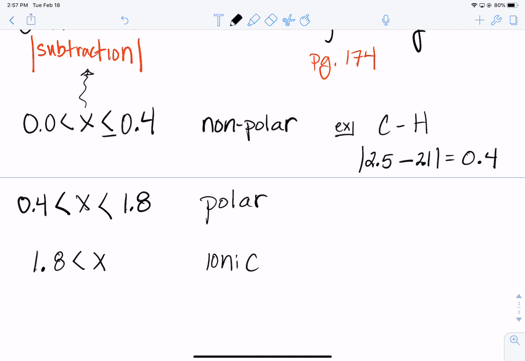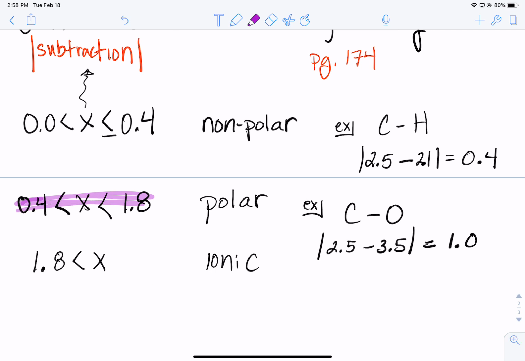So let me give you an example of polar. How about carbon and oxygen? Natalie, what's oxygen? Do you see it on there? You're far away from me. Yell it out for us. Look on your book. What's oxygen's electronegativity? And we already knew carbon was 2.5, so we'll subtract them, take the absolute value, that turns out to be 1.0, which falls into the range of, right here, this range, right? It falls in that range. So it's polar.